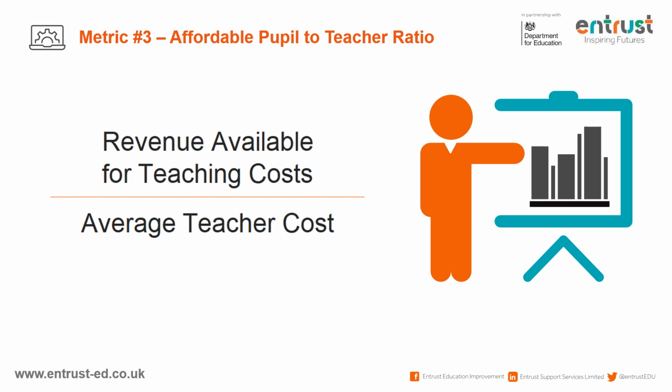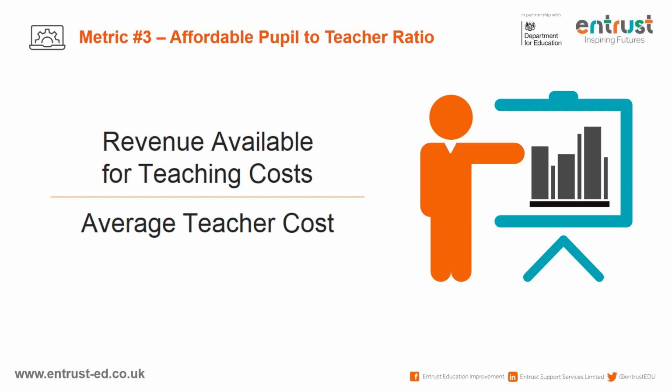If the affordable pupil-to-teacher ratio is lower than the actual pupil-to-teacher ratio, it may be a sign that the school is heading into financial difficulty and that the curriculum is not sustainable. School leaders would then need to discuss how to bring this metric back up to an acceptable level.